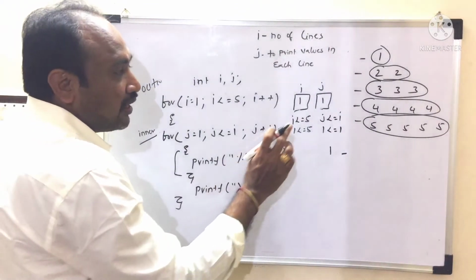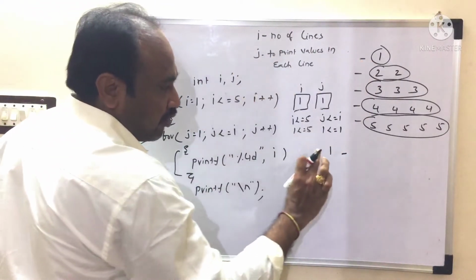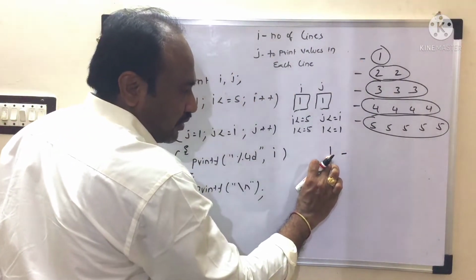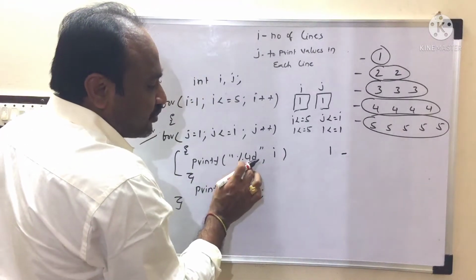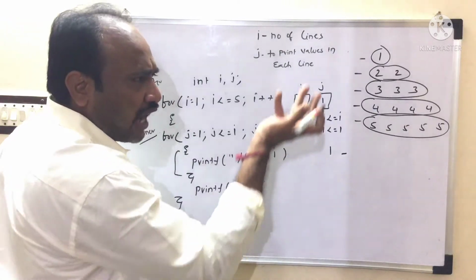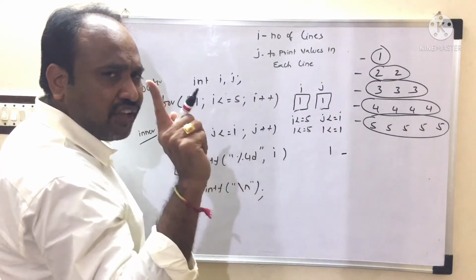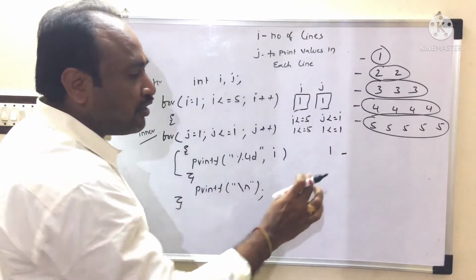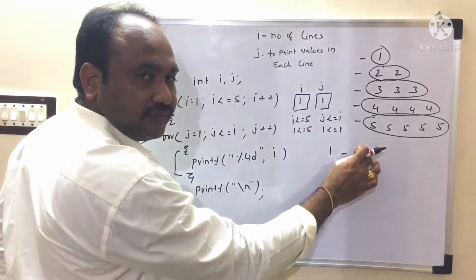Percent 4d means 1 is a single digit, so it will print 1 digit. But the width is how many digits? 4 digits. The remaining 3 digits we have to print, but I don't have 3 digits to print. 1 is a single digit. That's why it will print 3 spaces.